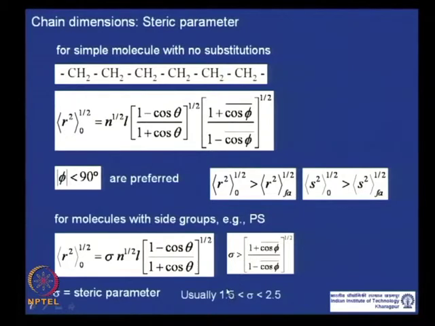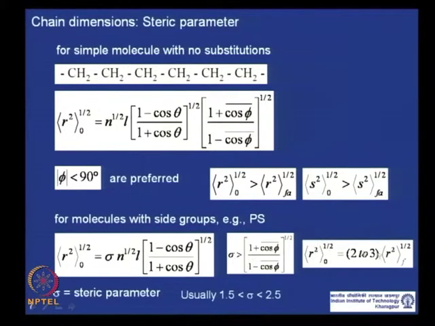This term usually comes around 1.5 to 3.5. So, this dimension, which we are calling the O dimension, meaning the RMS end-to-end distance for polymer chains which have both bond angle restriction and also rotational restriction around the single bond due to short range steric interaction, we call the unperturbed dimension. They are 1.4 times and multiplied by this term, so it will be around 2 to 3 times.